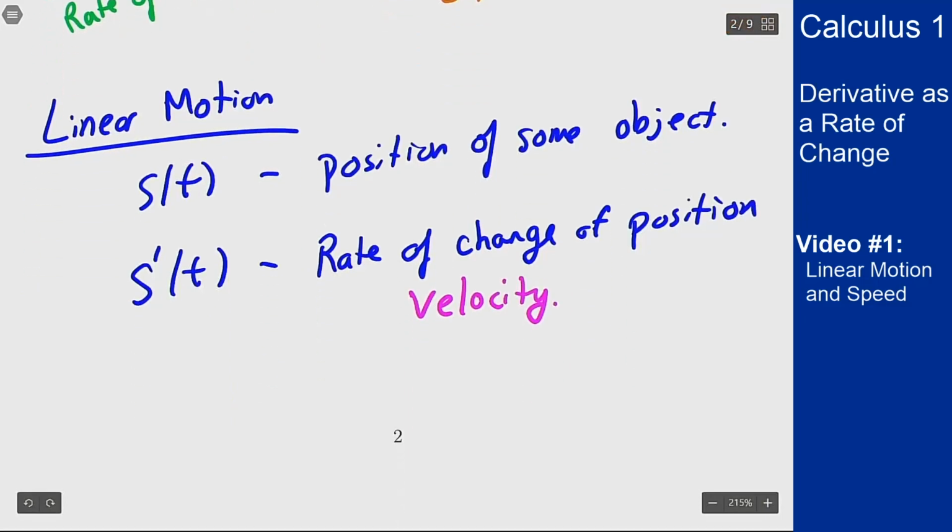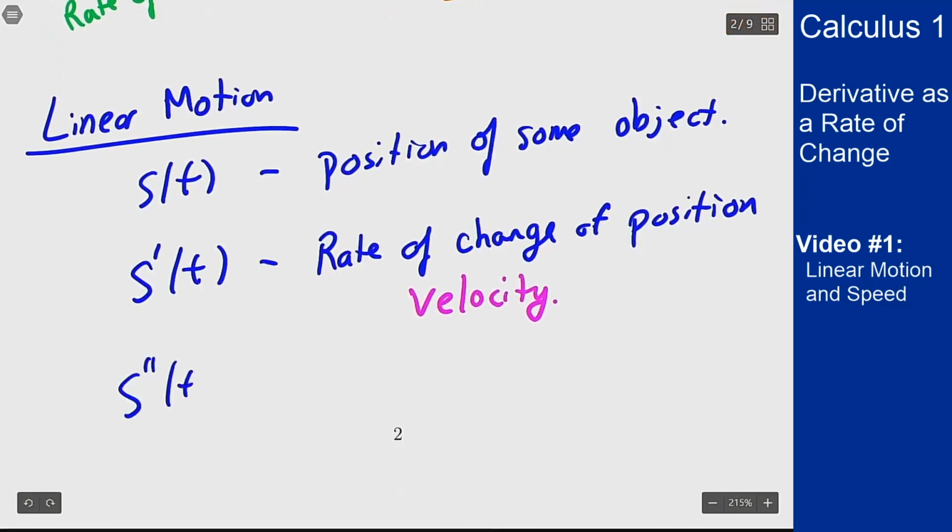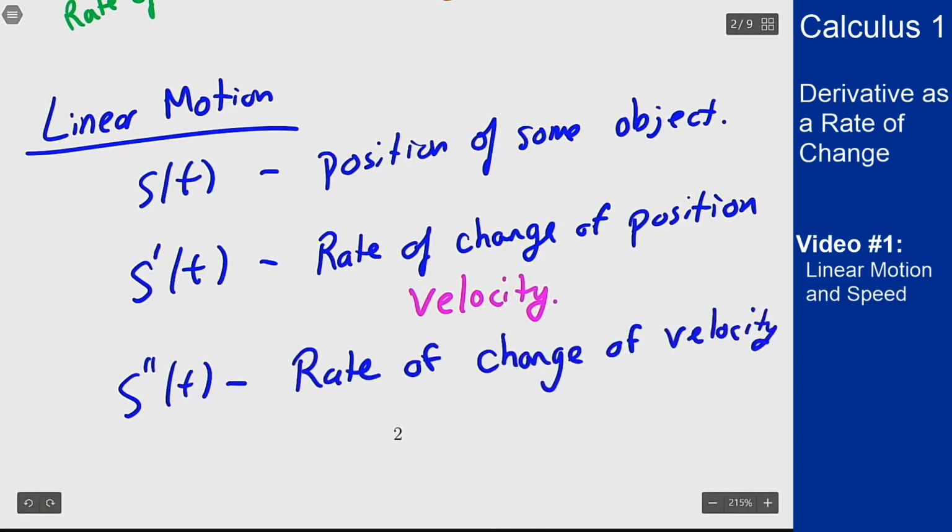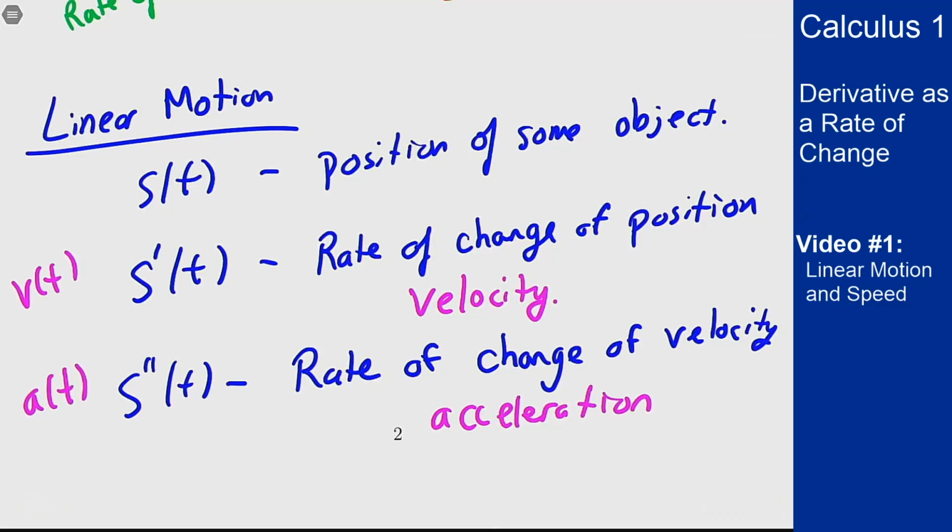And if we continue, s double prime of t should be the rate of change of velocity, which is how fast the velocity is changing, which is acceleration. So we can get both velocity and acceleration out of a position function by differentiating it once and twice respectively.